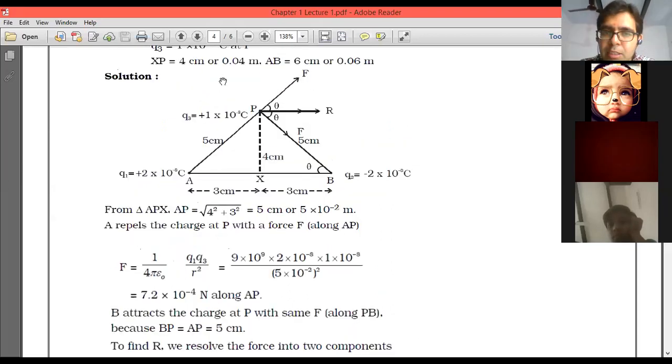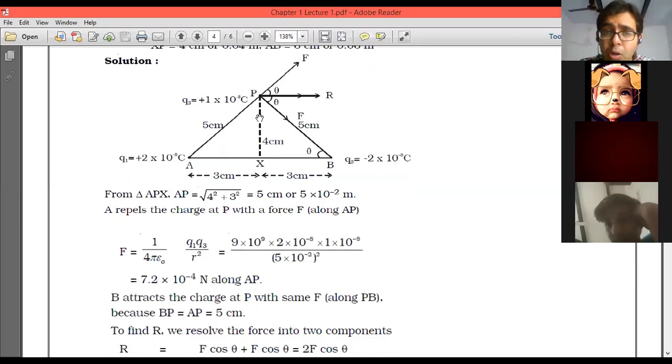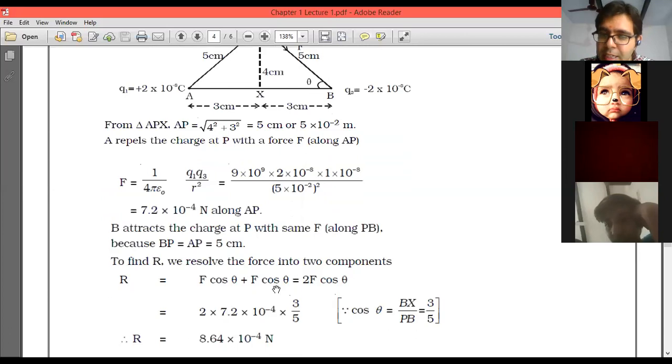We are having two forces, one along AP and one along PB. We can easily find out their resultant if we know the angle between them by using the parallelogram law, but this angle is not given to us. So what we'll be doing, we'll be resolving this force into two parts, one along the horizontal direction and the other along the vertical direction. Along the horizontal direction, it will come out to be F cos theta. Similarly, this force can also be resolved into two parts, and along the horizontal direction we are having F cos theta again. So the resultant force will come out to be 2F cos theta.